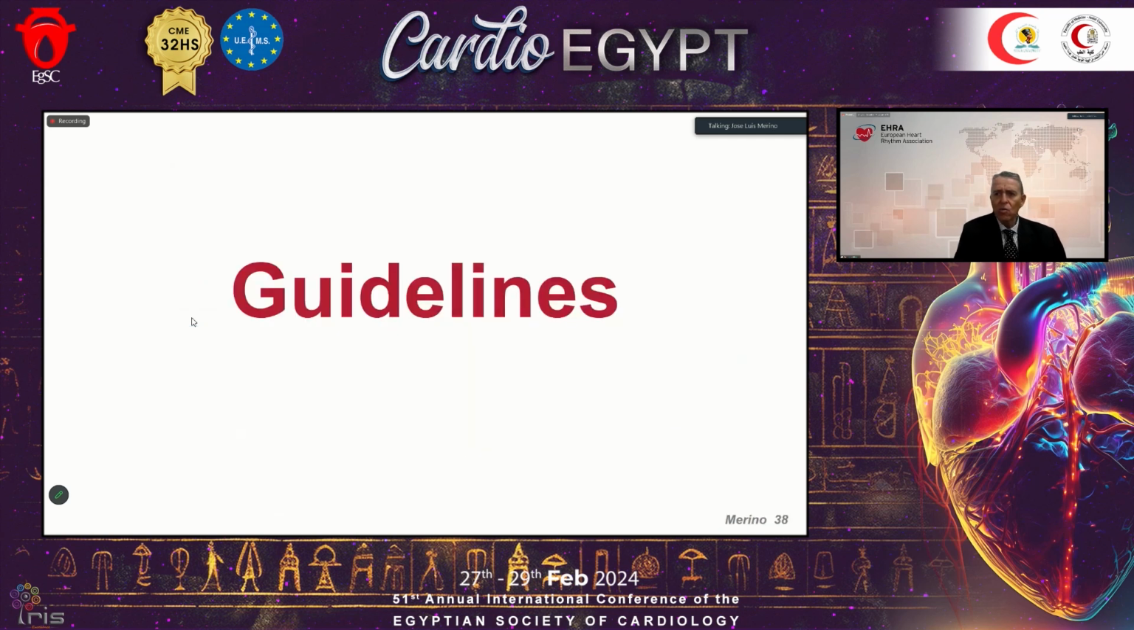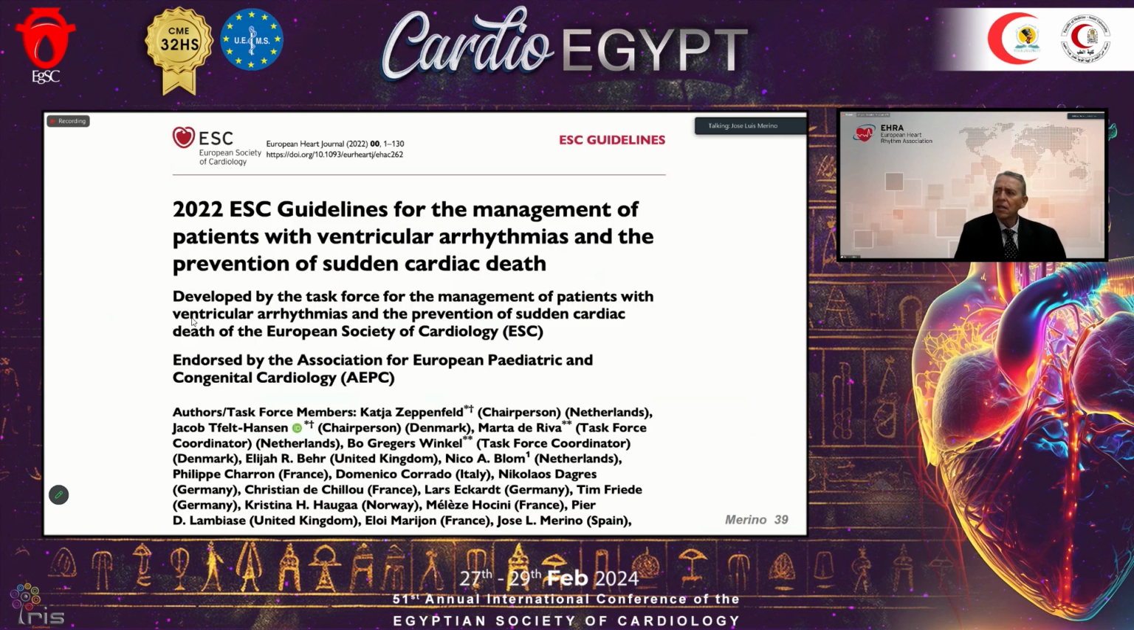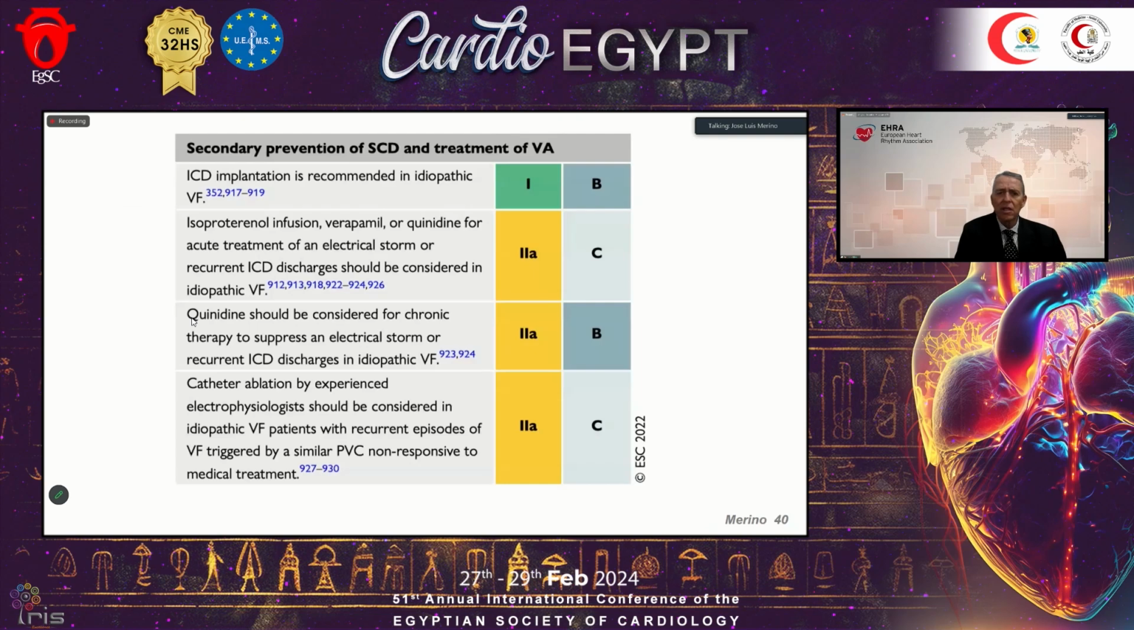So to summarize, what should we do with these patients? Then we need to go to the guidelines, and the last ESC guidelines were published in 2022. I had the honor to participate in them. In terms of idiopathic VF, what the guideline says is that you may consider ablation of these PVCs triggering VF in patients after failure of medical treatment. So it's an indication, but it's not a very strong one. It's not a class 1, it's a 2A.